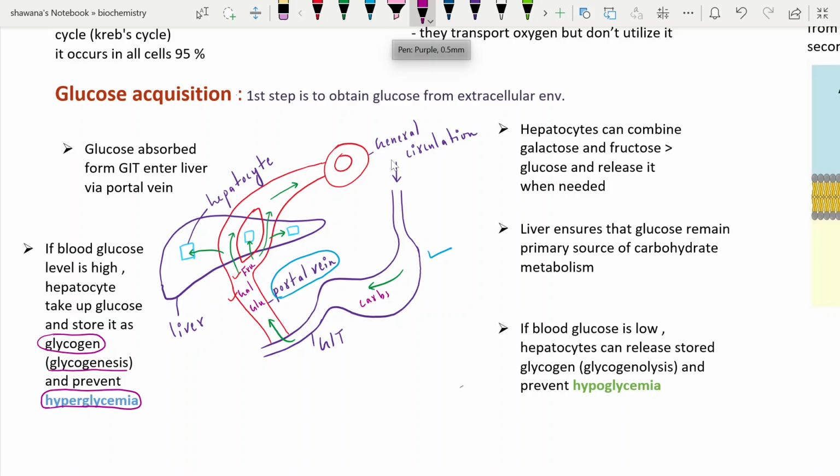Also, in conditions when our blood sugar level suddenly drops, or we have not eaten for, for example, 8 hours, our liver hepatocytes are capable of combining the glucose and fructose and releasing them. Also, they can release the stored glycogen. The process of breaking down glycogen is glycogenolysis, and it prevents hypoglycemia. In case of a low sugar level, we need to break down the stored glycogen, so it's glycogenolysis.